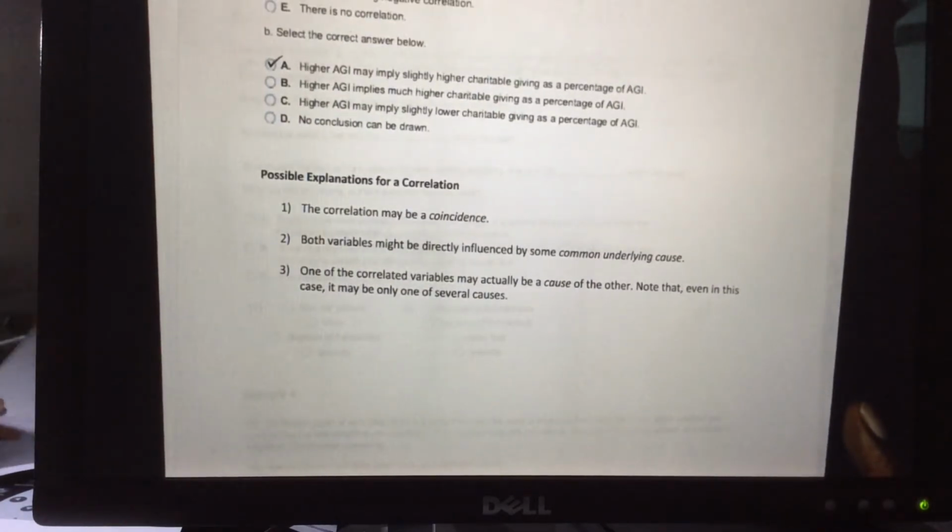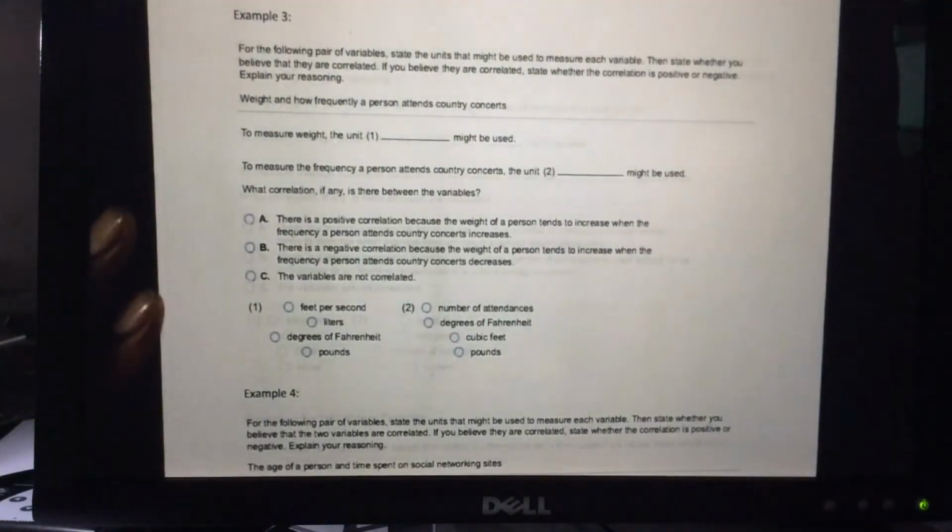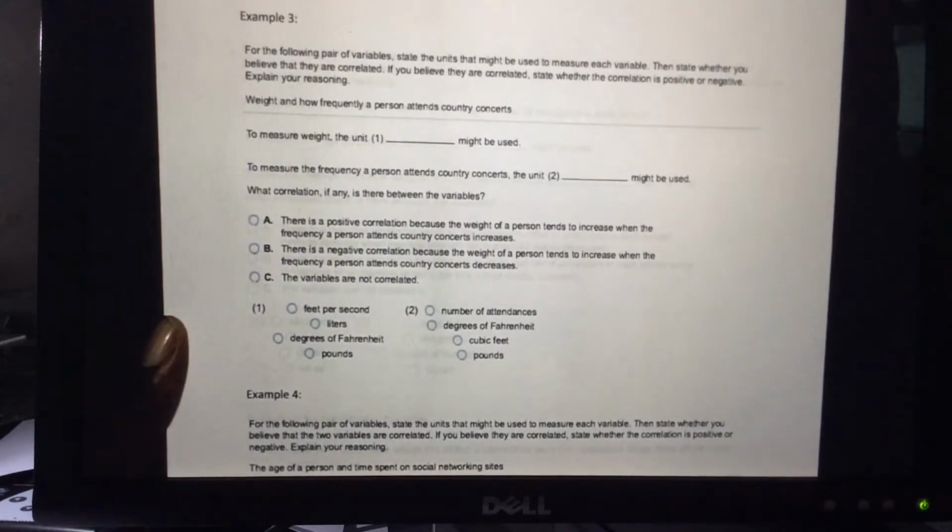Okay. Let's look at this example. For the following pair of variables, state the units that might be used to measure each variable. Then state whether you believe that they are correlated. And if you believe that they are correlated, state whether the correlation is positive or negative and explain your reasoning. In this case here, weight and how frequently a person attends country concerts.